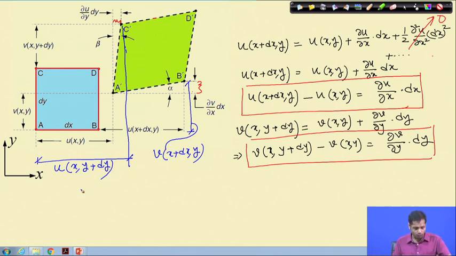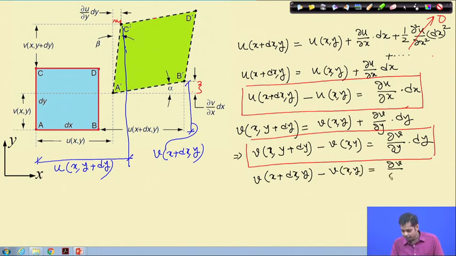Okay, because the point C was at a distance dy. So when it moves, the corresponding coordinate of point C dash will be x, y plus dy. Now, similarly, if we express v of x plus dx in Taylor series like this, and u of x, y plus dy in Taylor series like this, what we get is v of x plus dx, y minus v of x, y is equal to del v del x into dx, right.